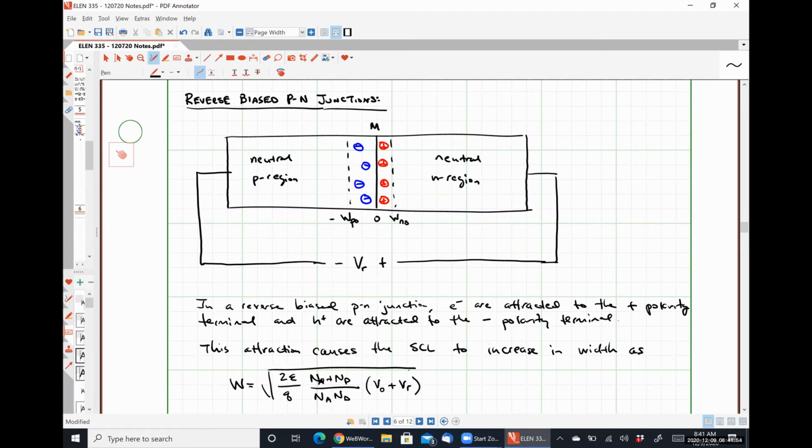So really, under any bias condition, the equation that we had for the depletion region width that we derived in the forward bias will work. We just treat reverse bias voltages as negative, right? So for forward bias, it had the exact same equation, except it had V naught minus VF. Well, reverse bias voltage is of the opposite polarity, so that's why we're adding it in this case. So the same exact equation works, all right?